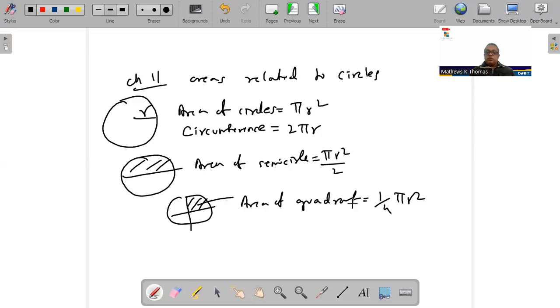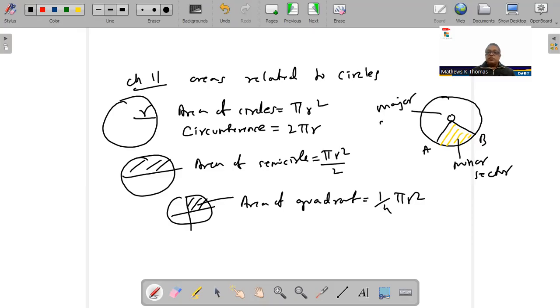Area of the quadrant will be 1/4 of a circle, that is 1 by 4 pi r square, right? Then we have, this is already done in the previous. Now some important concepts are there. One is the concept of a sector. So if I am going to take a circle, and if I am going to look at this portion here, this is called a sector. And this is called a minor sector. This is the smaller portion. And you have this bigger portion that is a major sector. The angle here is theta.